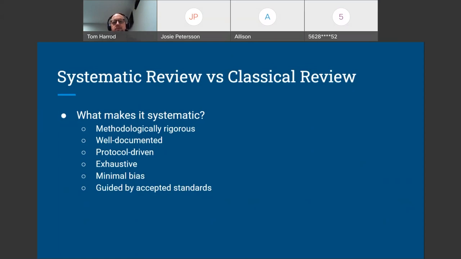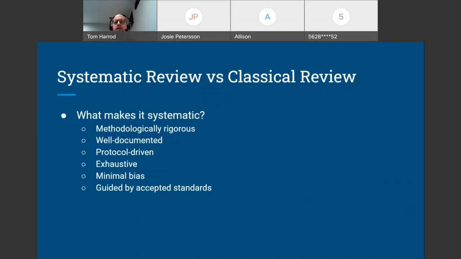Trying to be exhaustive. Efforts are made to identify all relevant articles. When I work with folks on systematic reviews, the search strategies that we come up with are often paragraphs of terms. Look for this term or this term or this term or this term. It's all the synonymous terms, all the related terms. We try to be exhaustive in the language that we use because we don't want to miss any pertinent articles. So you make an effort to be as exhaustive as possible in your search.